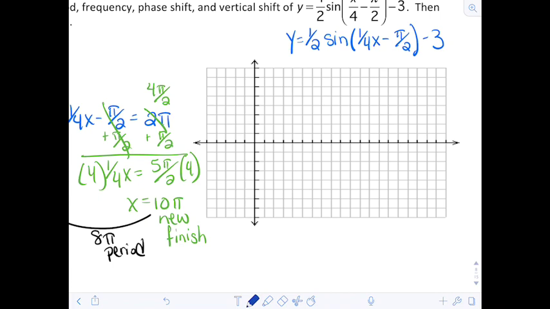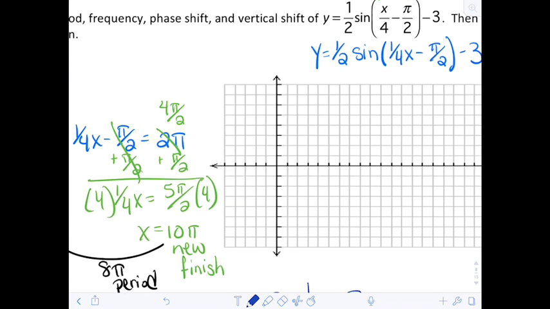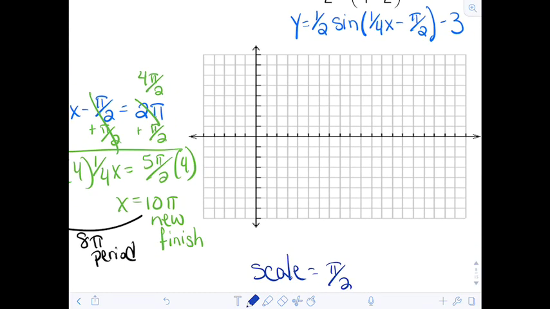So I actually used a scale of pi over 2. You could have done pi over 4. That would have given you more room, but actually this works out really nice. So my scale of pi over 2, I'm only going to label every other, actually, I labeled every 4, but I can label every other one.